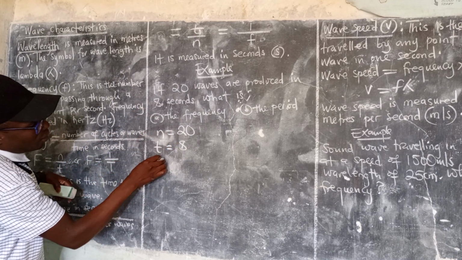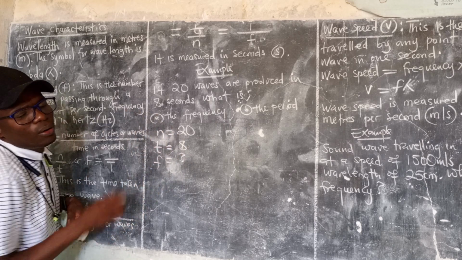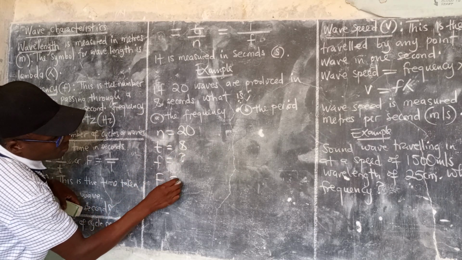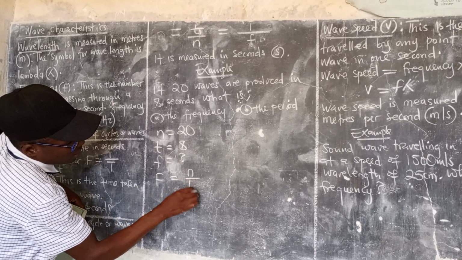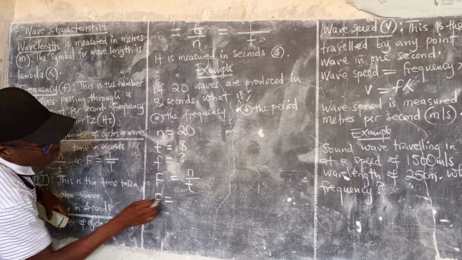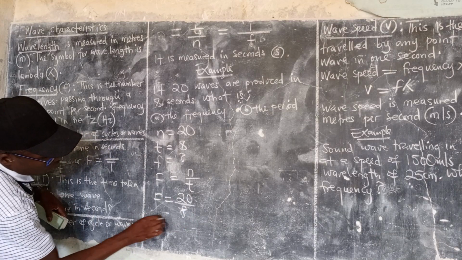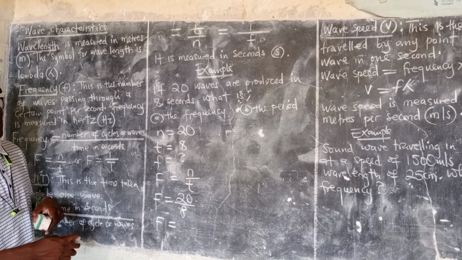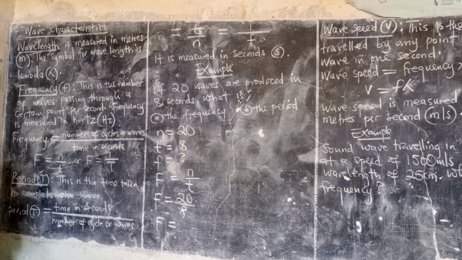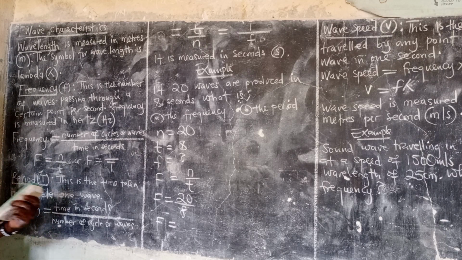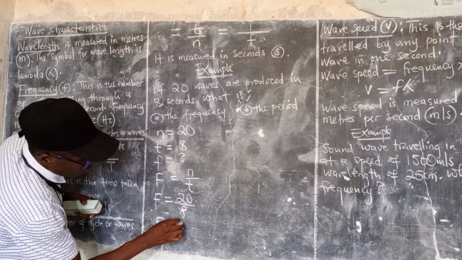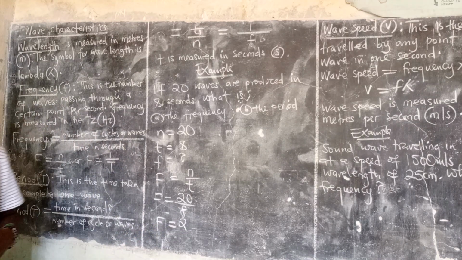So it means we're looking for F. Do you know F? No. Which means frequency is equal to N over T. So F is equal to, what is our N there? 20 over T, 8. Our F is equal to what? What is 20 divided by 8? Take it. No, just give me in points, it's okay.